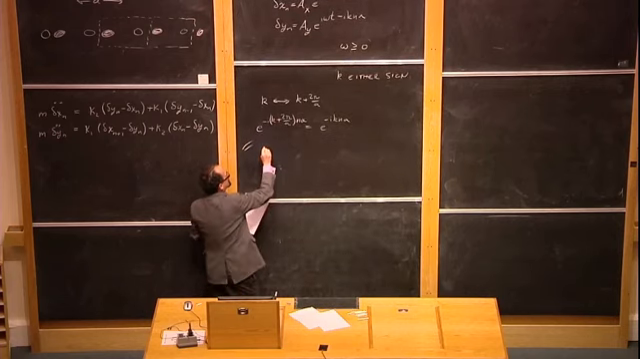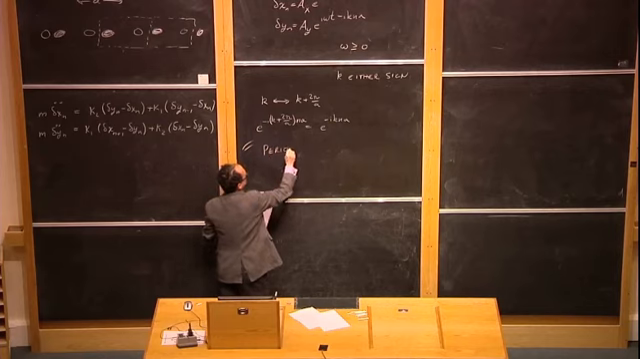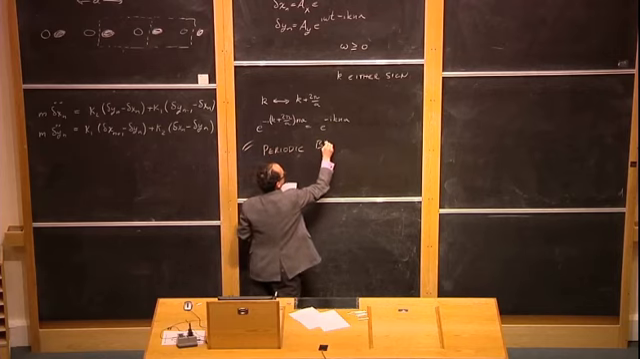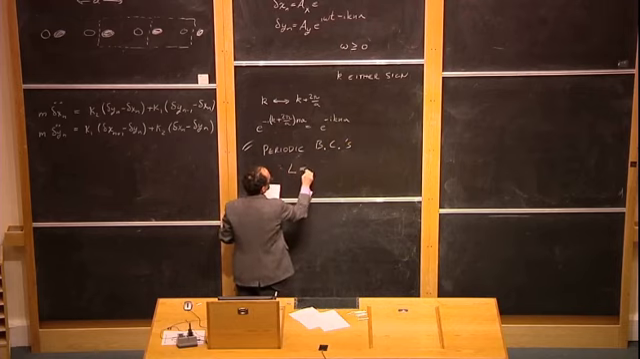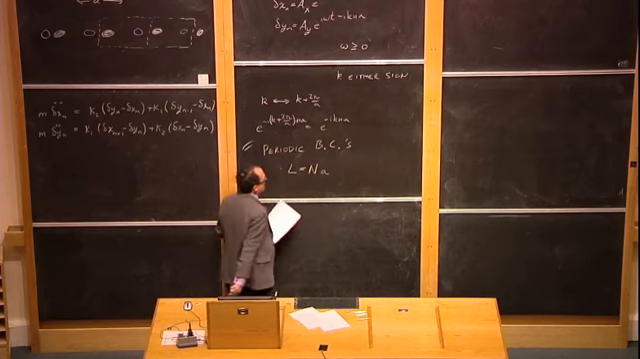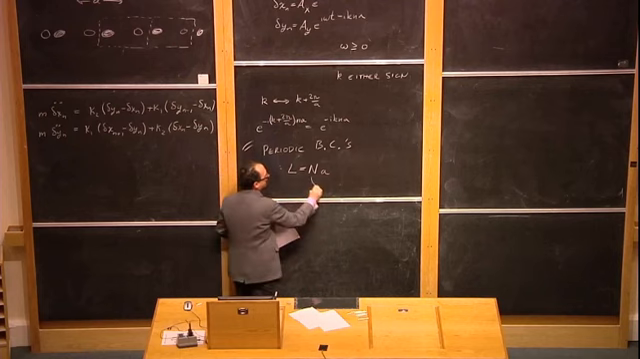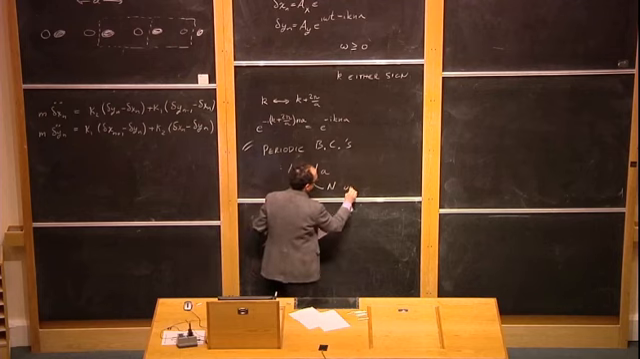Just a couple other things. We're going to use periodic boundary conditions, periodic BCs. We'll use a system of length L equals n times a. So this means we have n unit cells.